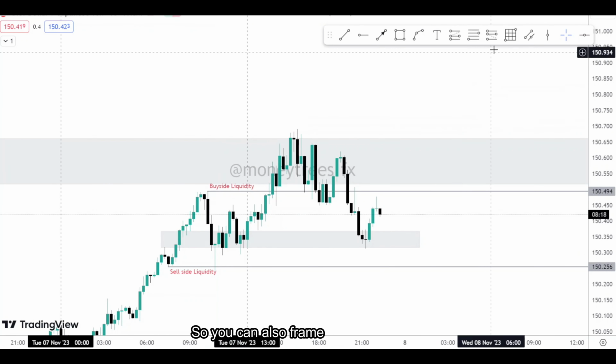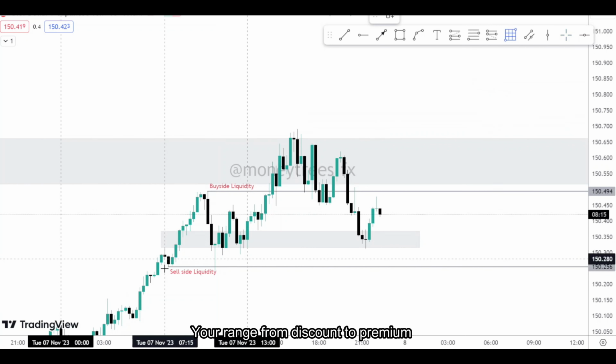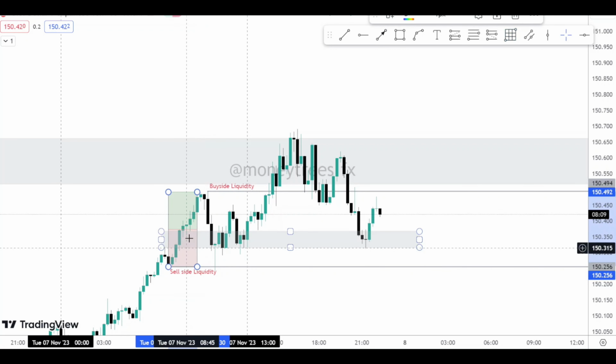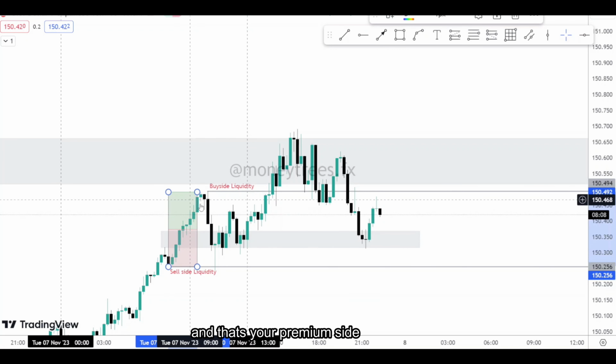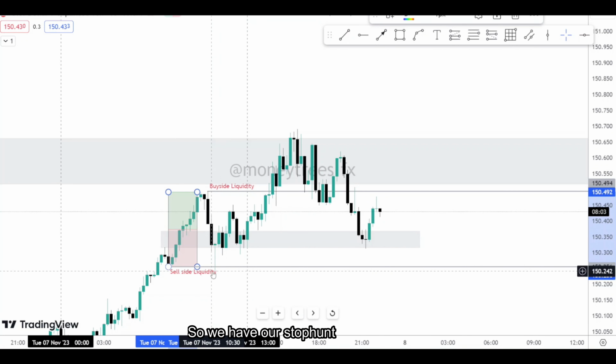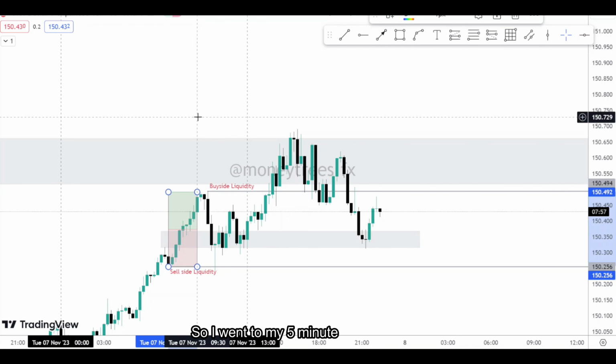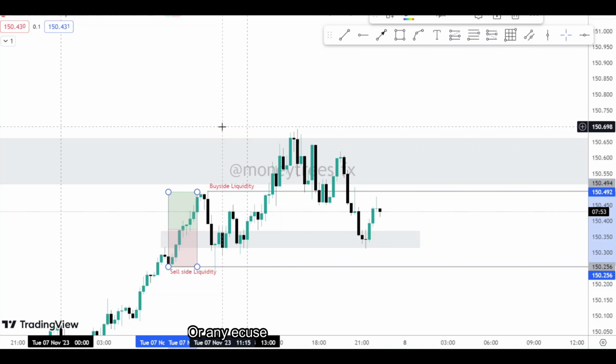So you can also frame your range from discount to premium. So that's discount and that's your premium side. So we have a stop run. So we have sell side taken out. So what's next? Buy side. Right, so I went to my 5-minute time frame to look for opportunities or any excuse to trade higher.